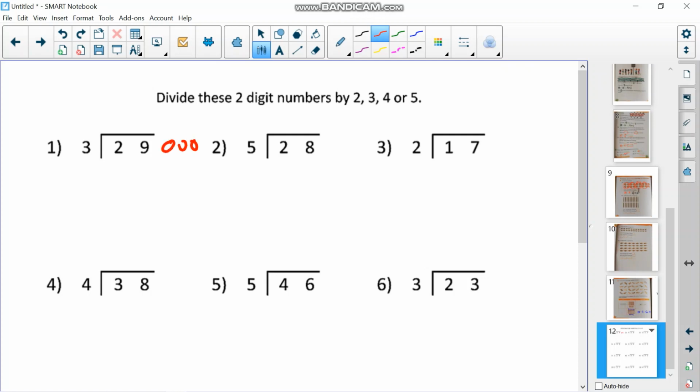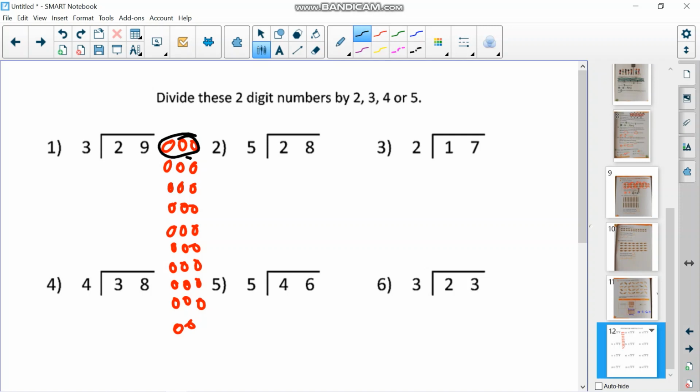1, 2, 3, 4, 5, 6, 7, 8, 9, 10, 11, 12, 13, 14, 15, 16, 17, 18, 19, 20, 21, 22, 23, 24, 25, 26, 27, 28, and 29. So how many groups of 3 did we make? So we have 1, 2, 3, 4, 5, 6, 7, 8, and 9.